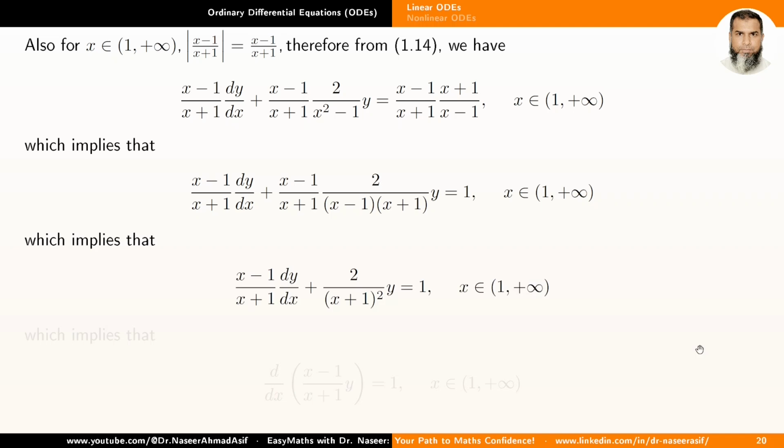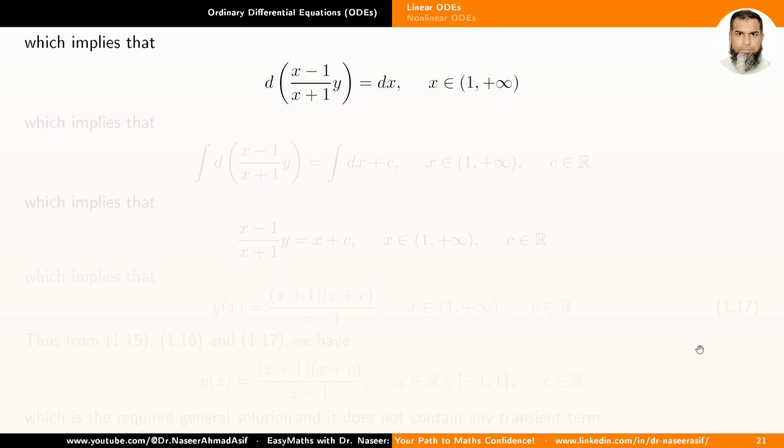So we have (x minus 1)/(x plus 1) dy/dx plus 2/(x plus 1)^2 y equals 1, where x belongs to the open interval 1 to plus infinity. Well, this can be expressed as d/dx of ((x minus 1)/(x plus 1) y) equals 1, where x belongs to the open interval 1 to plus infinity. This can be expressed as d of ((x minus 1)/(x plus 1) y) equals dx, where x belongs to the open interval 1 to plus infinity.